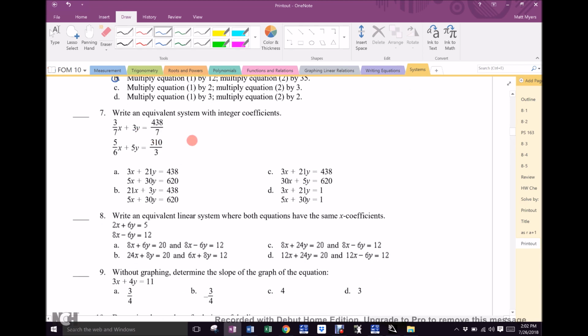Write an equivalent system. Well, if I want all integer coefficients, then I've got to multiply this by 7 to get 3x plus 21y equals 438. And I'd have to multiply this by 6 to get rid of that. 5x plus 30y equals, now the 6 and the 3 cancel to 2, so that becomes 620, which was A.